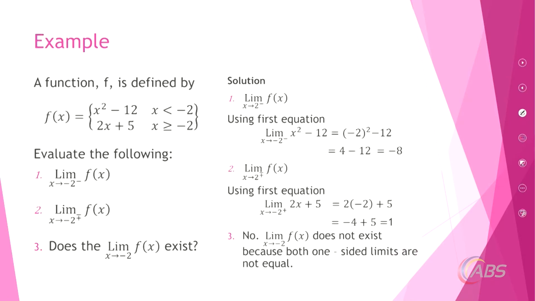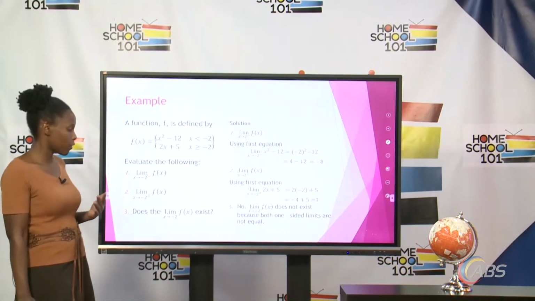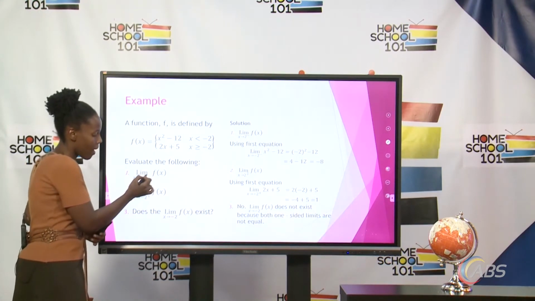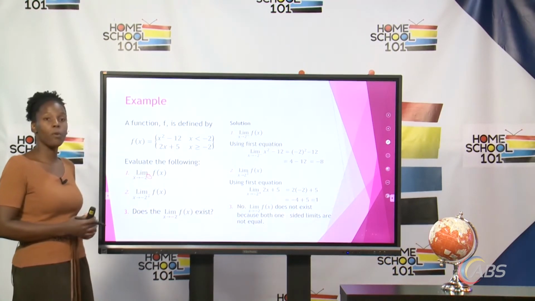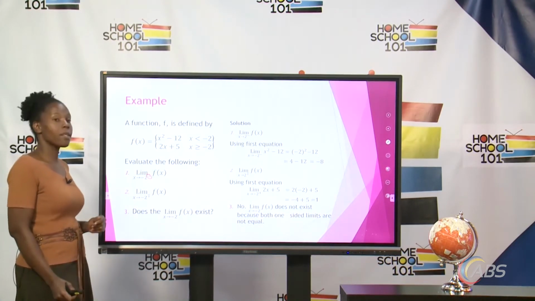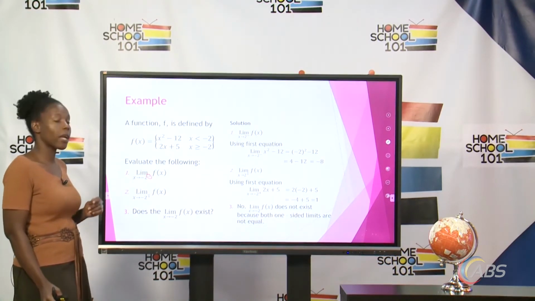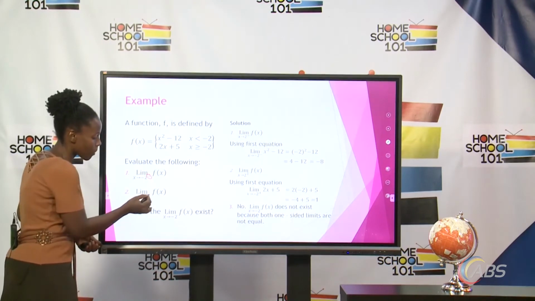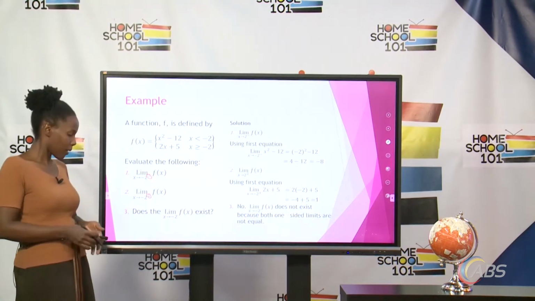So it states evaluate the following. We're evaluating one-sided limits. It states evaluate the limit of f of x as x approaches negative 2 from the negative side, meaning we're looking at it from the left-hand side. And the second question, the limit of f of x as x approaches negative 2 from the right-hand side, indicated by the plus sign.